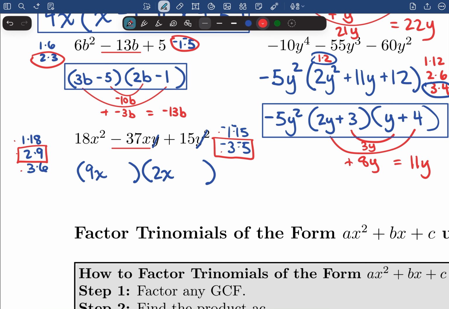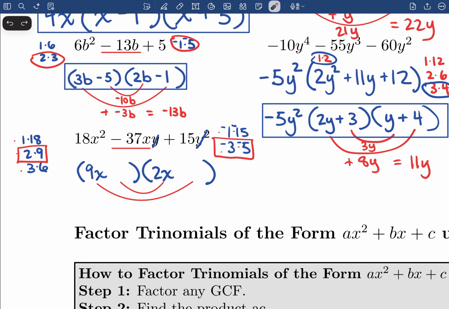And now I would need to check the outer and inner terms of FOILing to see if I can make negative 37. So if I multiply 9 with negative 5, that would give me negative 45. And then 2 times negative 3 would give me negative 6. Well, that won't quite work. So I keep thinking for a second. What if I did 9 times negative 3, which is negative 27, and 2 times negative 5, which is negative 10? That would give me negative 37. So that will do the trick. You'll watch me do it.